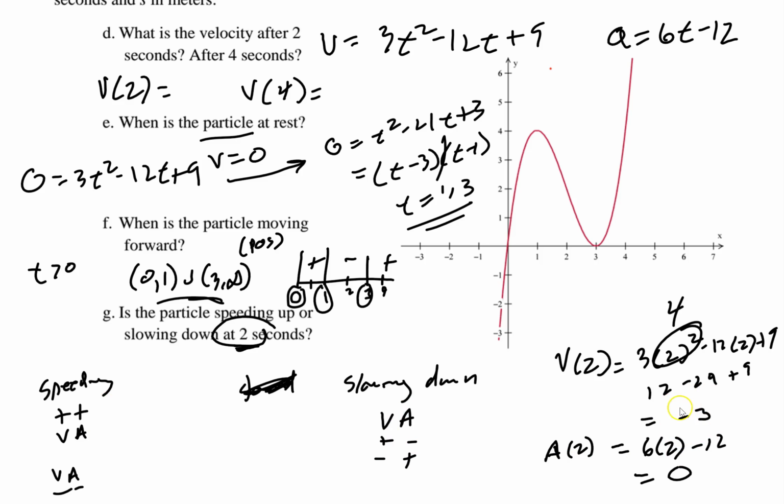This is a negative 3 for velocity. Acceleration is 0. 0 is neutral. It's not positive or negative. So you're not speeding up or slowing down. You're coasting. Acceleration is 0. You're just keeping the same consistent speed. So is it speeding up or slowing down? It's kind of a trick question. It's doing neither. It's maintaining constant speed.